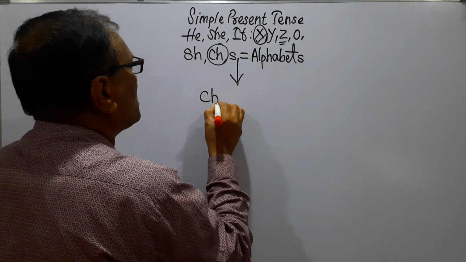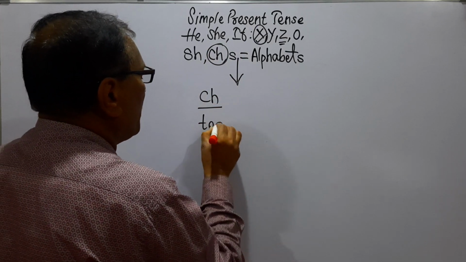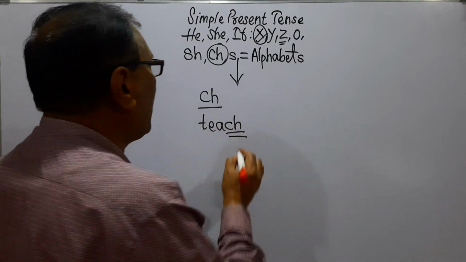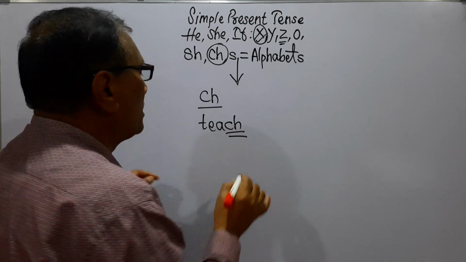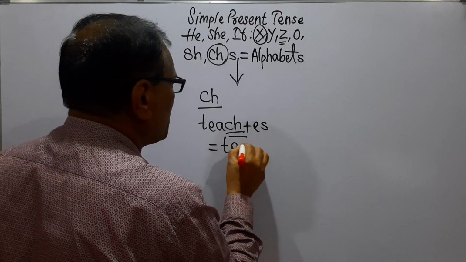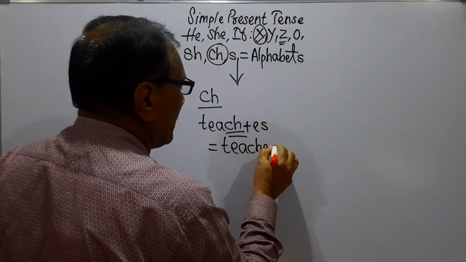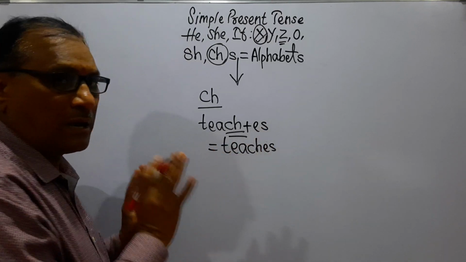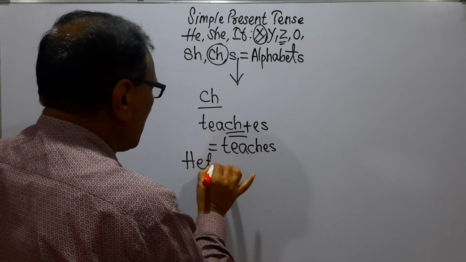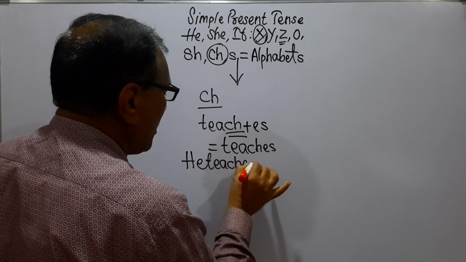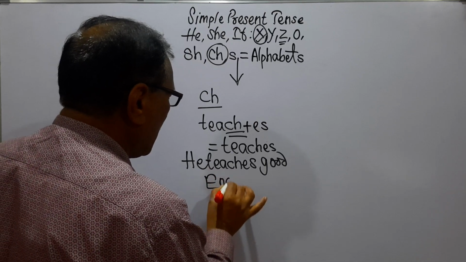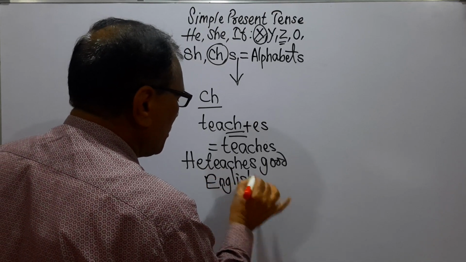So, CH means remember, teach. Now, see, this is the verb teach and at the end of the verb, there is CH. So, I will add ES here. So, it will be teaches. I will make the example positive. He teaches good English. Remember, he teaches good English.